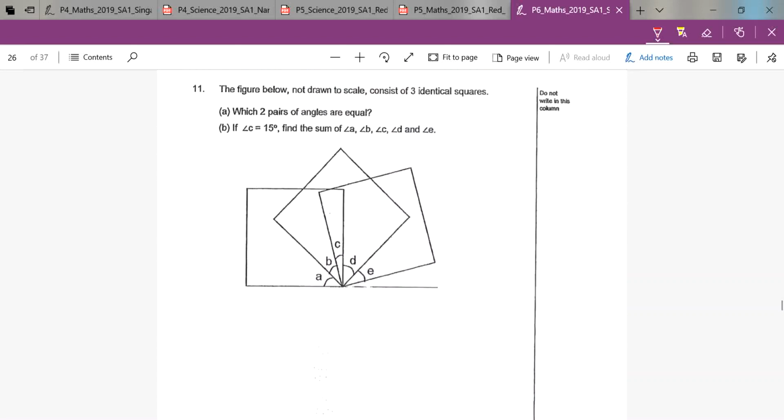The figure below, not drawn to scale, consists of 3 identical squares, which 2 pairs of angles are equal. Okay, let's solve A first. So you can see this is the triangle, this is the square, this is another square, and this is the other square. Okay, let me erase all of them.